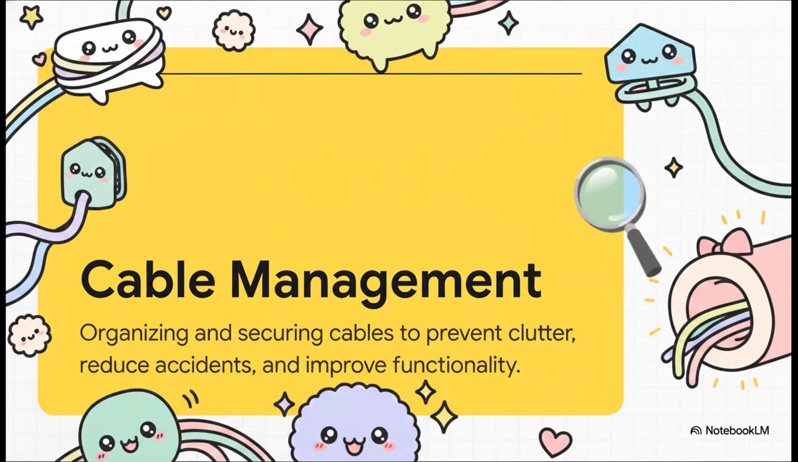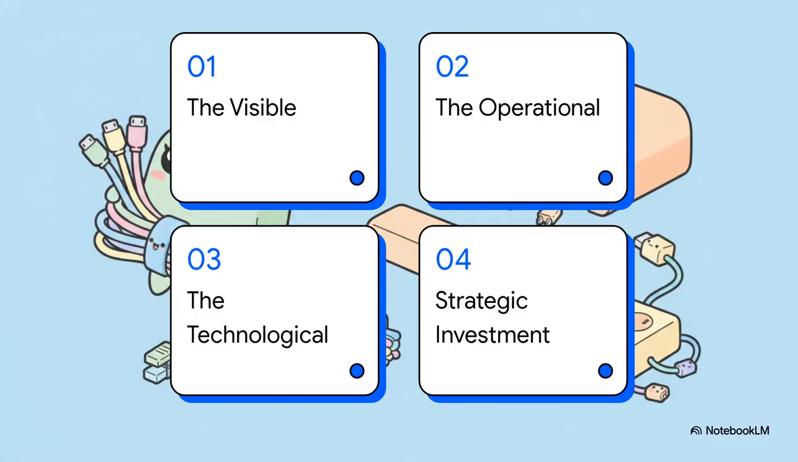Just to make sure we're starting on a rock-solid foundation, let's define exactly what we're talking about. Cable management is the process of organizing, securing, and maintaining cables to prevent clutter, reduce accidents, and improve overall system functionality. Now, I know what you might be thinking. It's just tying cables together with some zip ties, right? Not exactly. The key words here are securing, maintaining, and functionality. It's a deliberate, ongoing system. And as our source material clearly outlines, executing this process well is absolutely vital for keeping the modern, interconnected workplace running at peak capacity.